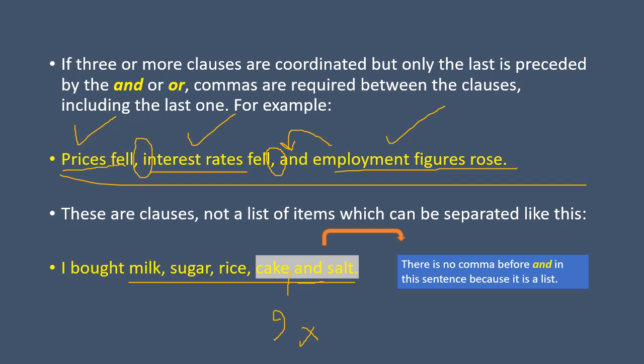I hope you understand. So let me summarize that. If you have to separate three or more clauses or sentences and the last one has and with it, then use a comma between each of them. But if it is a list, I mean you have 15 items or 3 items or 5 items, it doesn't matter, the last two should be separated using and only, no comma at all.